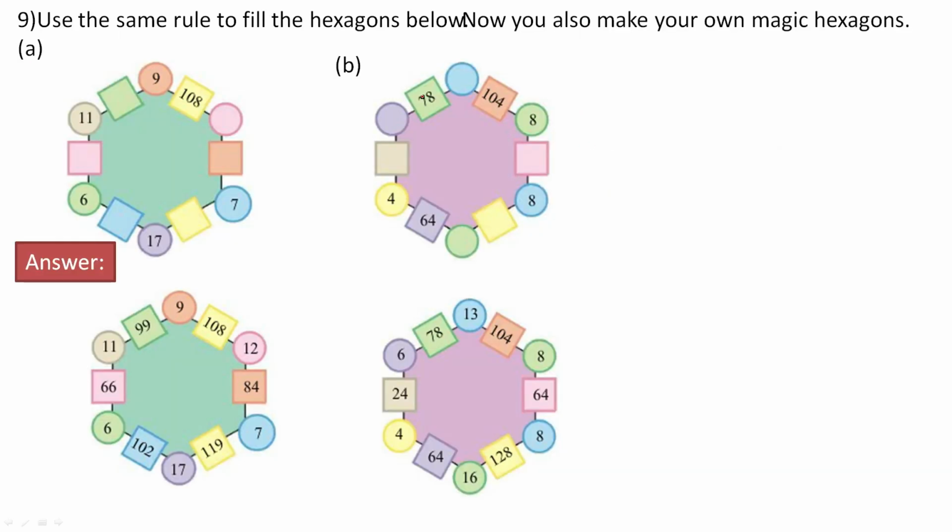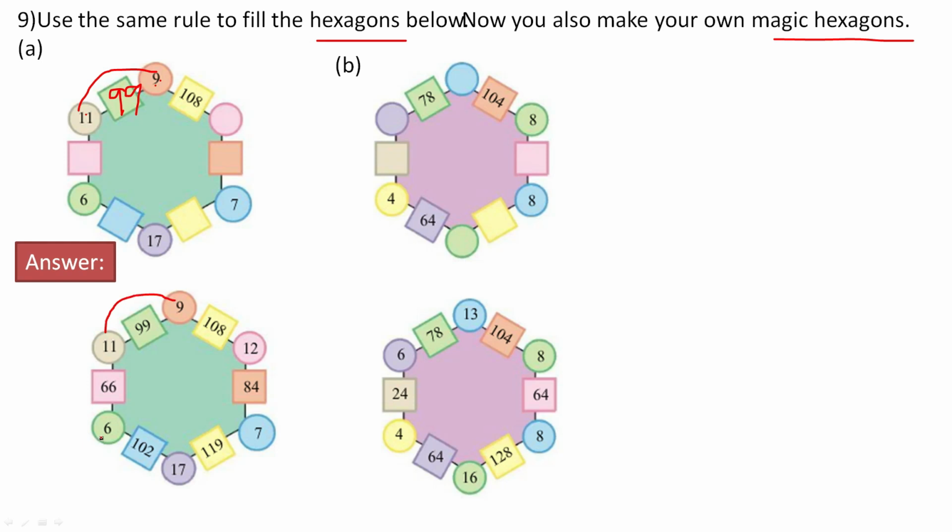Now you see some patterns are given, hexagon. Now you also make your own hexagon pattern. Now you see here the circle number is there, here also circle, here also circle. So 11 multiplied by 9, 99, like that. Then 9 is there, this number is missing. So how can we find it? 9 into 11, this number we are getting.